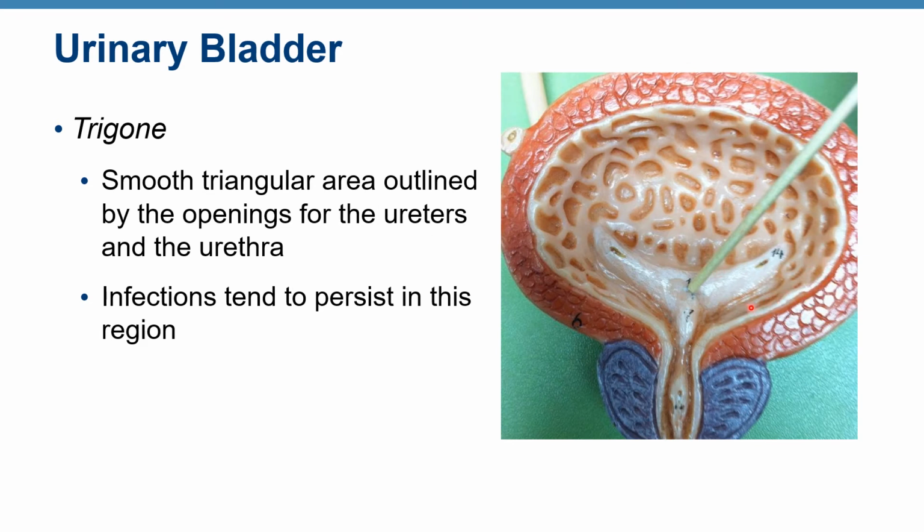Now on this diagram, you can see urinary bladder and a specific triangular area that is formed by three openings. So this is the opening of the right ureter, this is the opening of the left ureter, and this is the opening of the urethra. If we connect these three openings, we form a triangular structure, and it's called trigone. Trigone is important because infections of the urinary bladder tend to persist in this region.